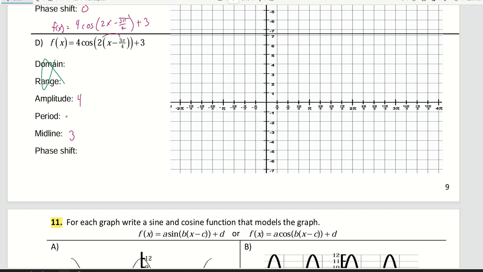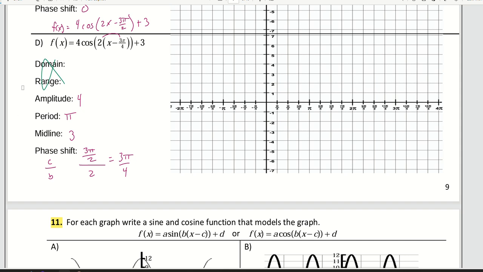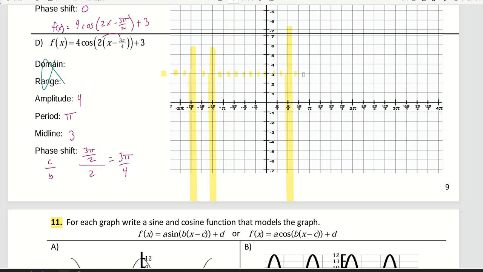All right, so the period, 2 pi over b, we end up having pi again. This time the phase shift, we get c over b. So 3 pi over 2, c, over our b of 2, we end up getting 3 pi over 4. So that's our phase shift. So at 3 pi over 4 is where we start. So let's start the process. Our midline is at 3. Yep, figured that was going to be the case. Let's erase all these.